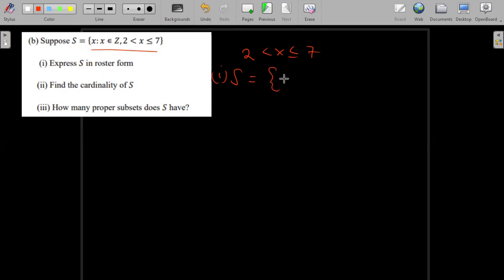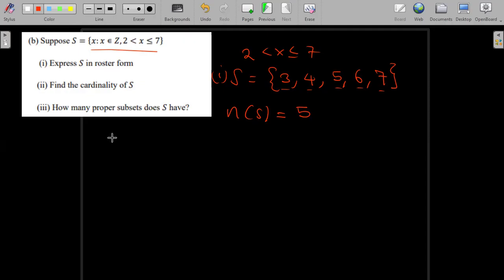So when I list them, I have 3 there. The next integer is what? Is 4. I have the next integer there is going to be 5. I have 6 and 7. They've told me 7 is part of that interval. So 7 is going to be part of there. Then they're telling me find the cardinality. Cardinality is just the number of elements in that set. So n(S) like this. The cardinality of that set, I can count what are the elements there. There's 1, 2, 3, 4, and 5. So the cardinality here of S is just 5. Number of elements is 5.